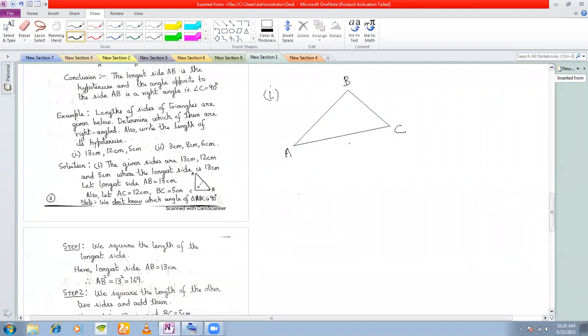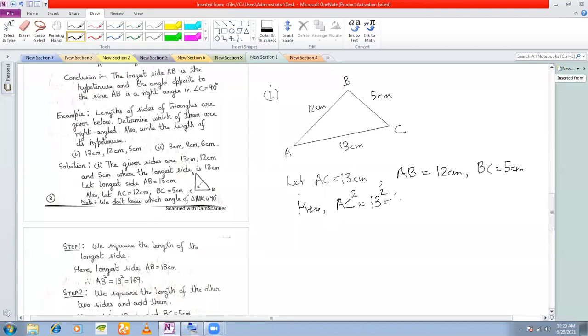Let us take the length of AC as 13 centimeter. Let us take the length of AB as 12 centimeter. And let us take this length as 5 centimeter, right? So the question here is to determine which of them is a right angle triangle. So let us see the first one here. The lengths of the sides are given. So let AC is equal to 13 centimeter. AB, you can take in any order you want. AB is equal to 12 centimeter and BC is equal to 5 centimeter. So what is the first step? Squaring the greatest side. The greatest side is AC.